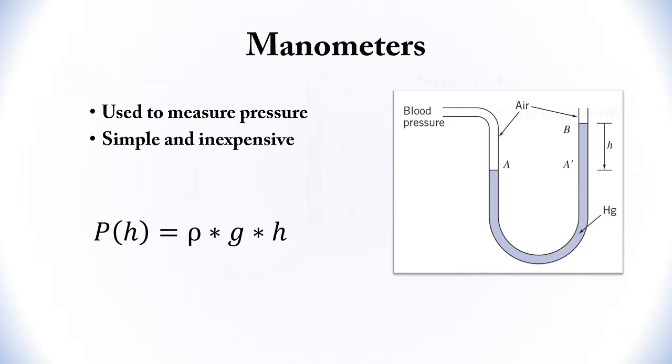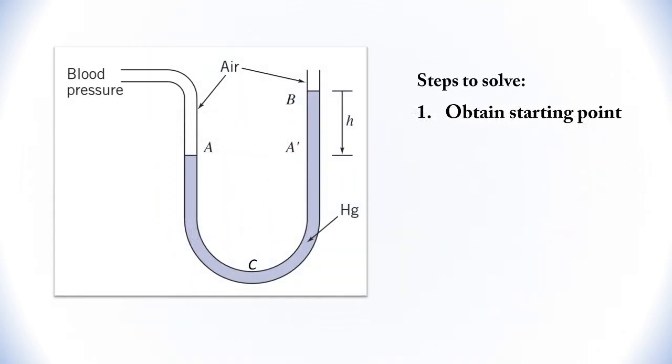So in order to solve for the pressure using a manometer, you must first obtain a starting point. In this case, our starting point will be B, which will be at atmospheric pressure. Then we will determine the secondary points. In this case, the secondary point will be A prime, which is located at a depth of h from B. The thing to remember is that since the pressure is the same at the same depth, both A and A prime will have the same pressure values.